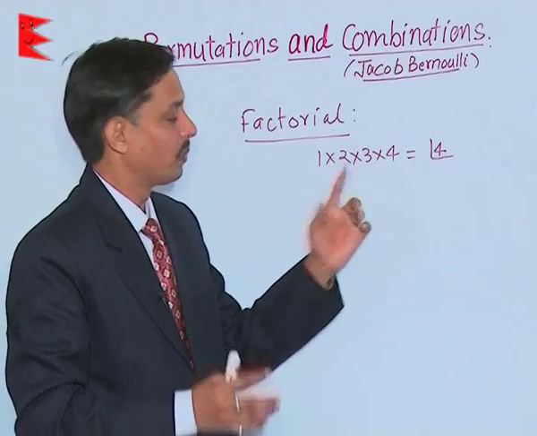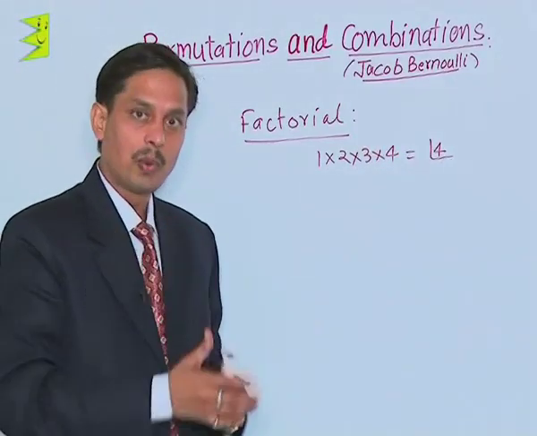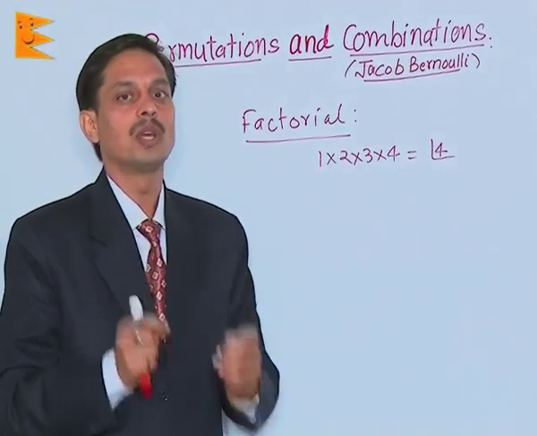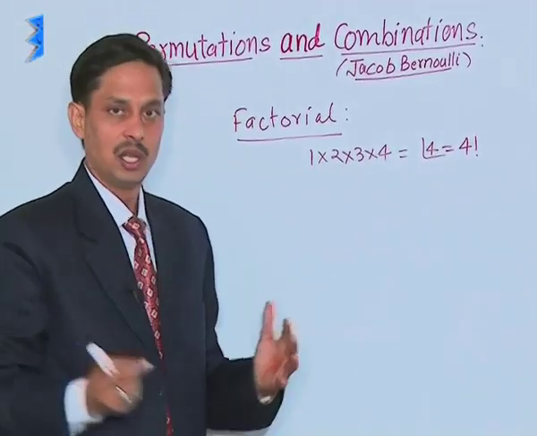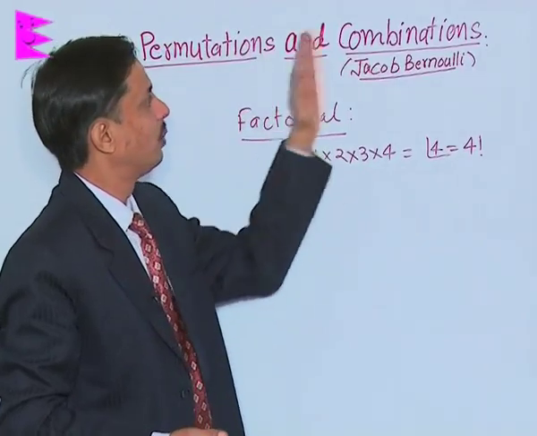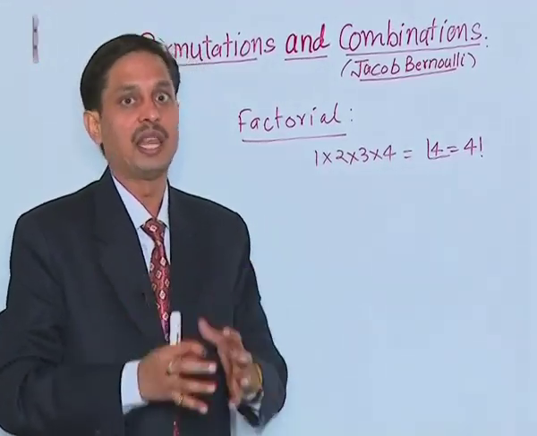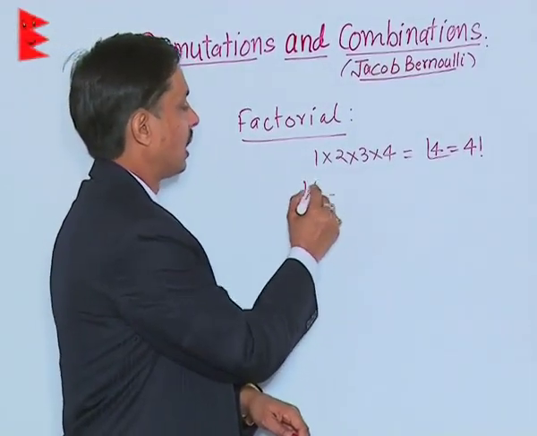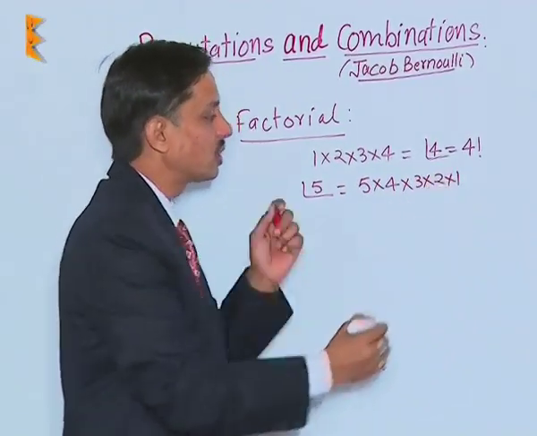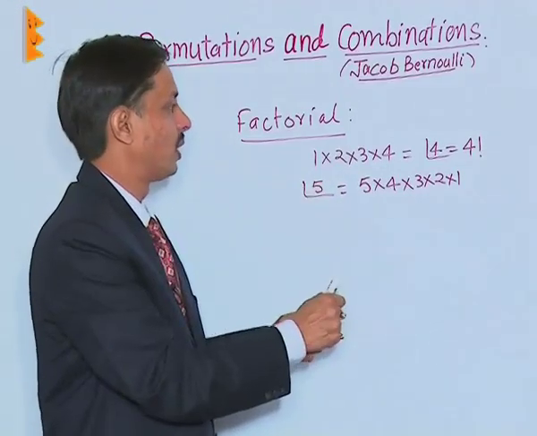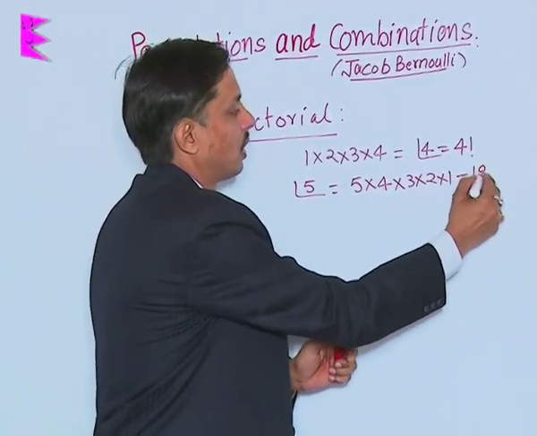This is the expanded form of multiplication of the first 4 natural numbers, and this is its compact, symbolical representation. Factorial 4 means the product of the first 4 natural numbers, or we can write it as 4 factorial like this. To understand the concept of permutation and combination given by Jacob Bernoulli, we have to understand the product of the first n natural numbers. Suppose I ask what is the answer of factorial 5. I have to start with 5, 4, 3, 2 and the least natural number is 1. It comes out to be 5 into 4 is 20, 20 into 3 is 60, 60 into 2 is 120. So the answer is 120.